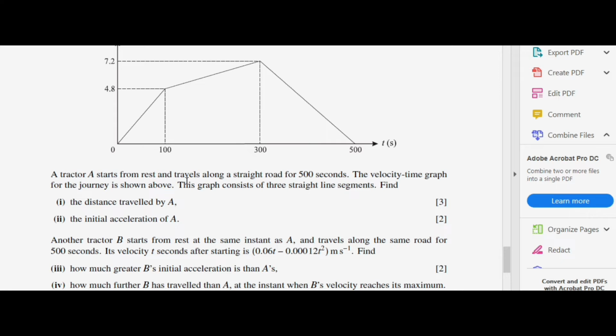What does this mean? We find the initial acceleration of A, we find the initial acceleration of B, and then we simply compare the two: by how much is B's greater. Well, we have the initial acceleration of A as 0.048, which we calculated here. So now we just want to find the initial acceleration of B. So how do we do that? We've been given the velocity, so what's the acceleration?